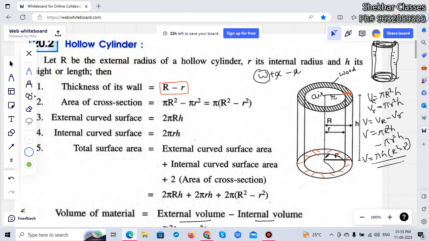Area of the smaller circle, that is pi small r square, subtract it. So pi capital R square minus pi small r square, pi is taken common, so this is the area of cross section. So we can say the area of the wooden base is pi (R square minus r square). If you multiply that cross section area with the height, you will get the volume.